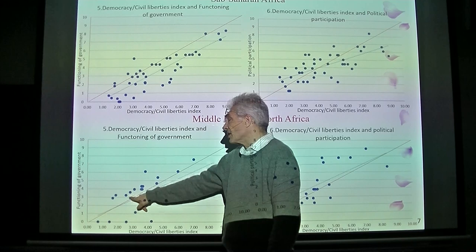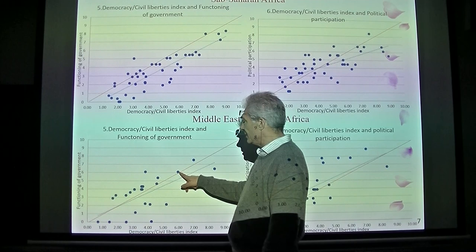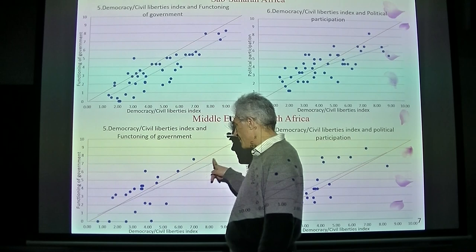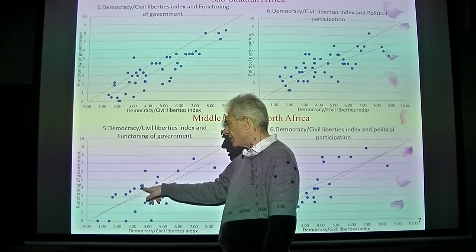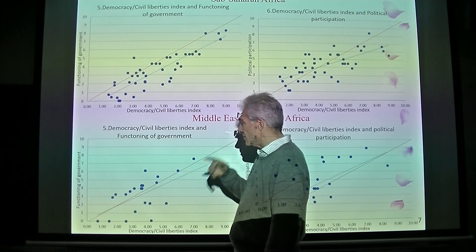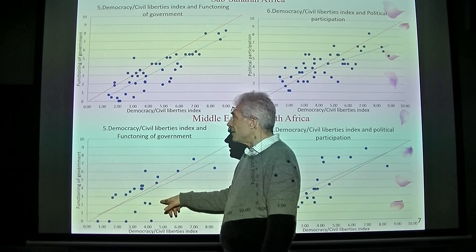maybe countries like Jordan, Saudi Arabia might be somewhere up here. This might be Saudi Arabia. I think Saudi Arabia is somewhere here. I would think countries like Jordan, maybe Iran, countries like Yemen, probably down here, Yemen, that'd be interesting to see.